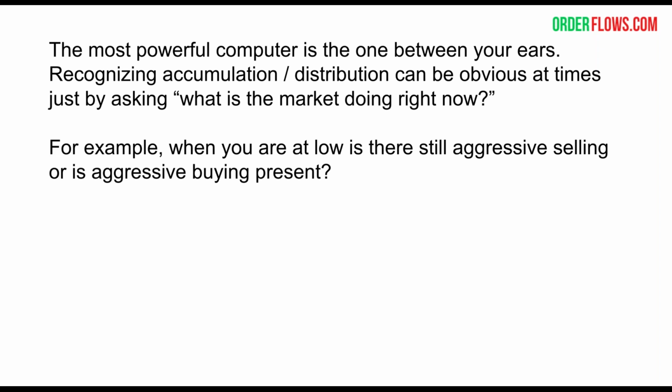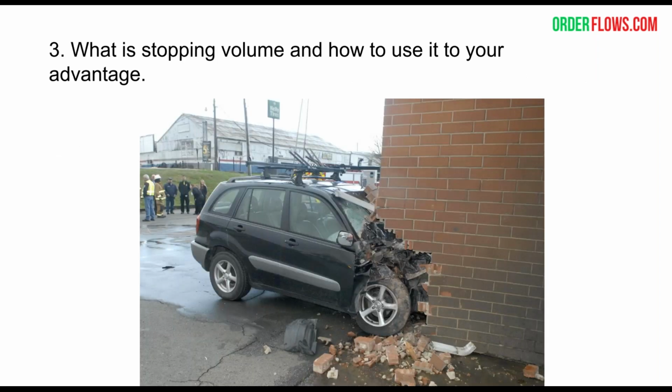If we're at the low of the day, but I don't see aggressive selling, or if I see aggressive selling and it's not as strong as it was earlier coming into that low, but I start to see signs of aggressive buying, that's telling me the market is getting primed for a rally. All right, so the third trade setup I want to talk about is stopping volume and how to use it to your advantage, right?